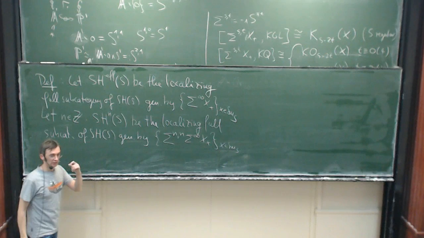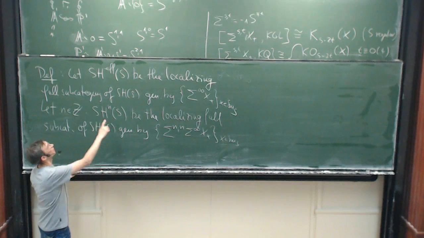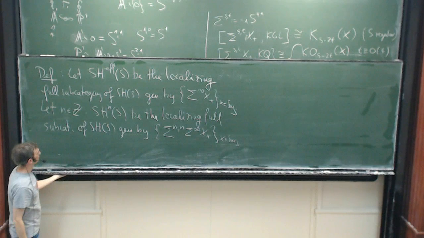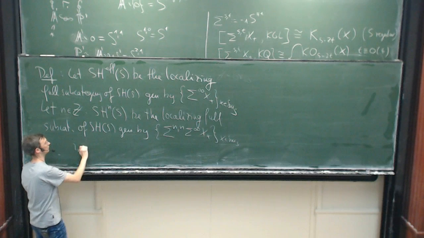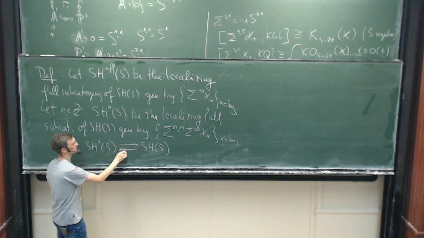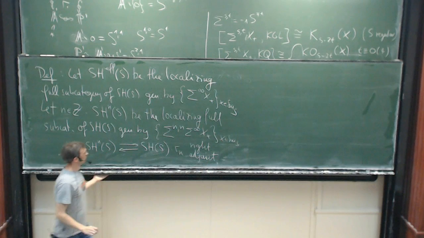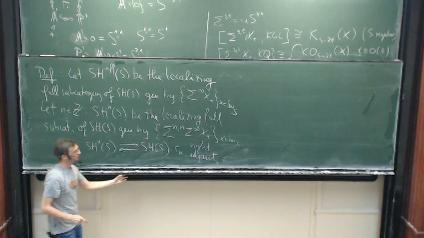So here I take some integer and I allow myself to suspend the generators with respect to this integer. And SH effective, that's what the F stands for, is then SH(0). And we have an inclusion i_n, a full inclusion by construction. And there's a general result by Neeman saying that this here has a right adjoint. And this is compactly generated. And this gives us the slice filtration.